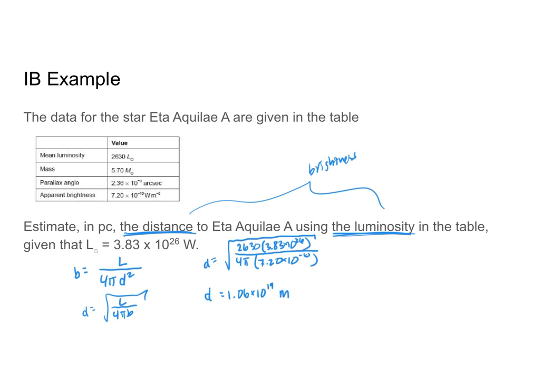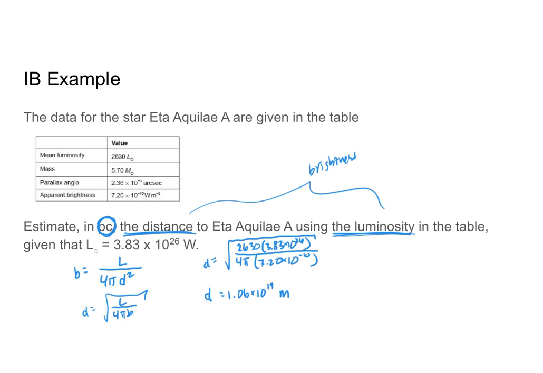Now, I am not done yet because I am asked to find in parsecs what that distance is. So what I am going to have you all do is pause the video, and see if you can calculate the distance from me to Eta Aquilae A in parsecs. So see if you can do that unit conversion on your own. Okay, so let's go ahead and see how to do it.